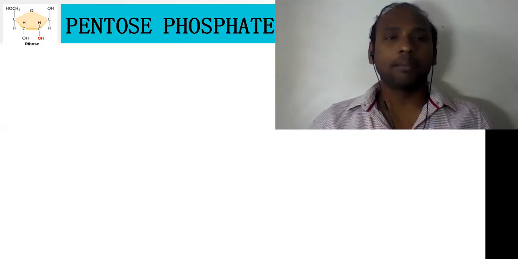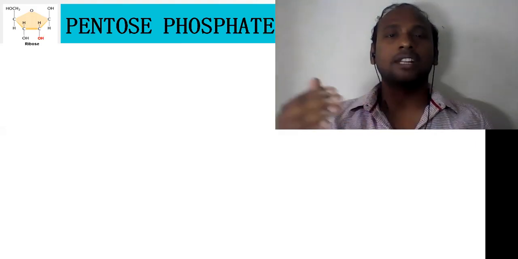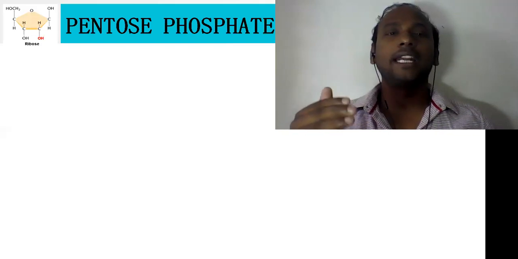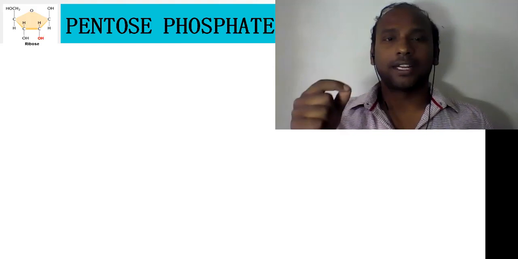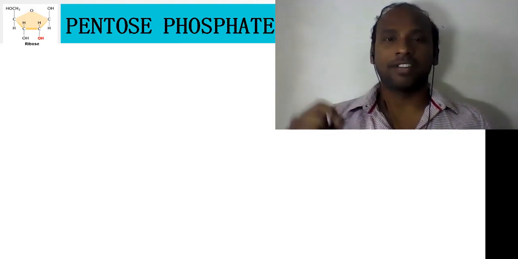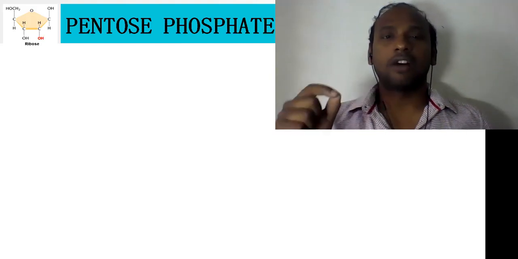You should remember that even though these two are oxidative pathways, there is a clear difference. The first pathway is related with ATP generation, that is, generation of cellular energy, which is mostly related with the catabolic pathway. So this we call the catabolic pathway of glucose.